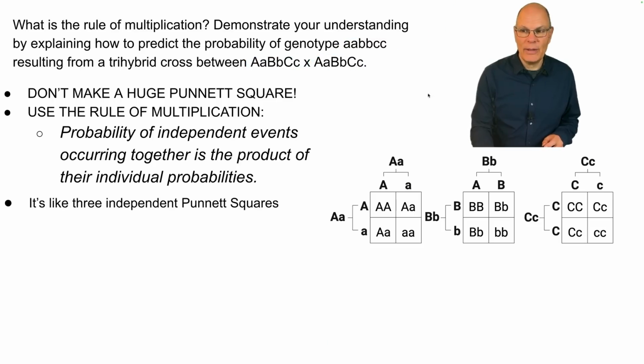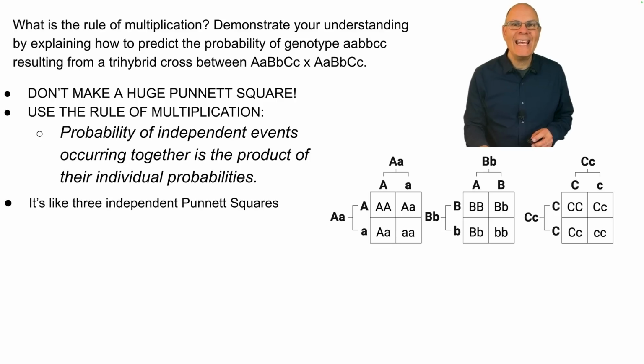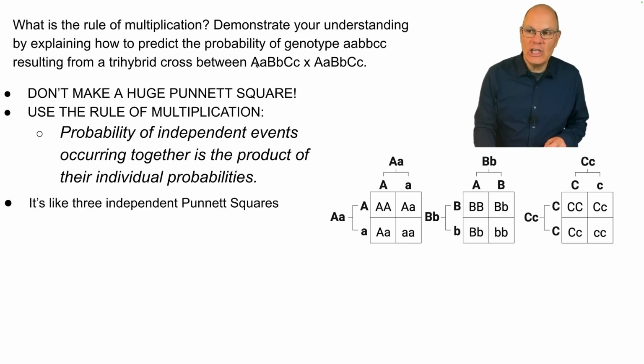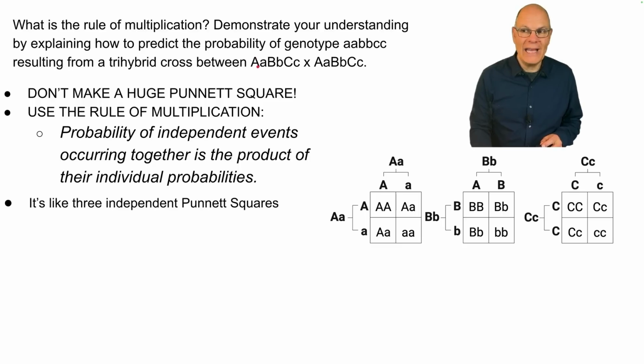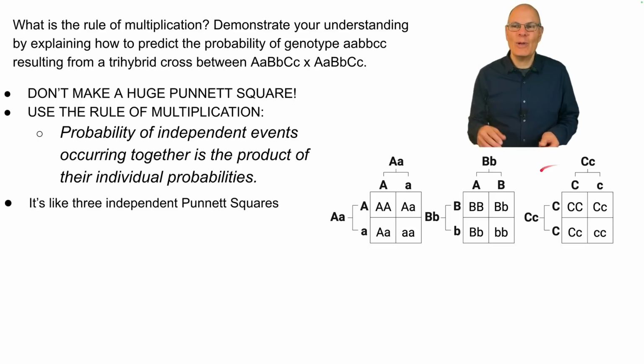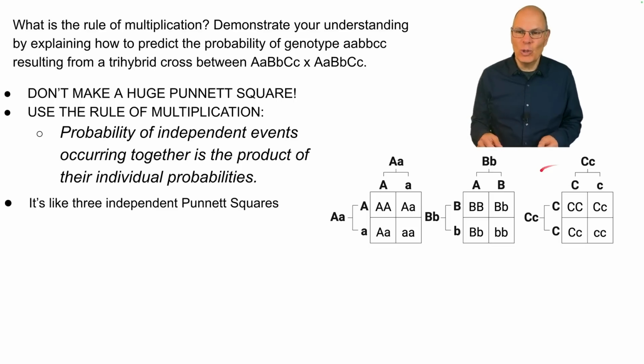Here's how to think about this. It's like three independent Punnett squares, because what each gene does is independent of every other gene. What A is going to do is independent of B, is independent of C. So three independent Punnett squares, one for A, one for B, and one for C. But you don't have to create three Punnett squares. You just have to use the rule of multiplication.